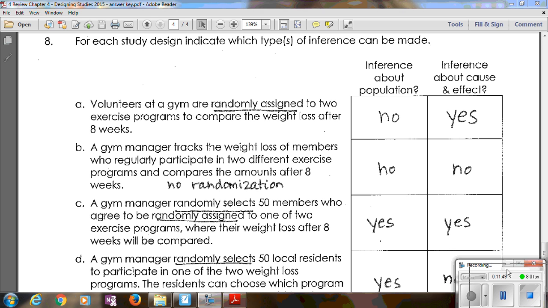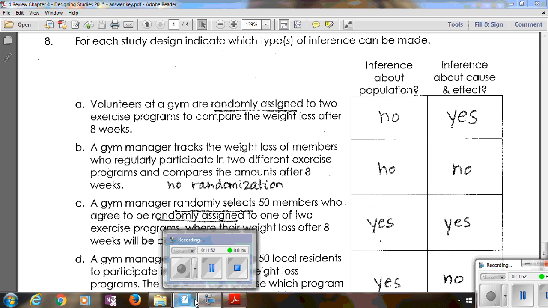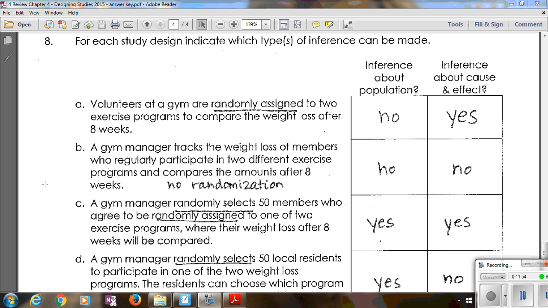All right, so in the first example, we're looking at volunteers at a gym that are randomly assigned to 2 exercise programs. Since they were volunteers, we know they weren't randomly selected, so we can't make inferences about the population, but because they were randomly assigned to the exercise programs, we could make inferences about cause and effect, assuming all of the other variables are controlled.